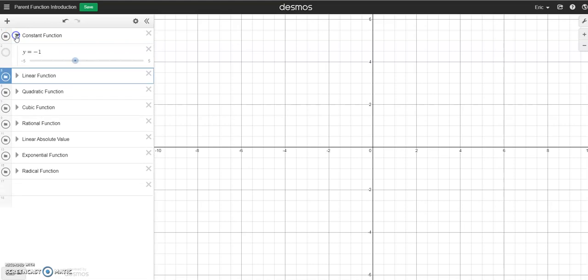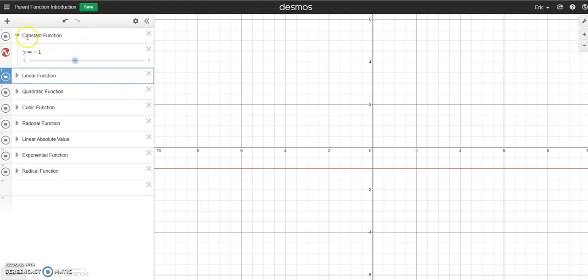So the first one is constant. So when I click on this, the actual line shows up. Right now it says y equals -1. A constant function is simply a horizontal line. Notice the equation, y equals -1. The only thing that's unique about this line is that it passes through only the y-axis at the number -1. Hence the equation y equals -1.